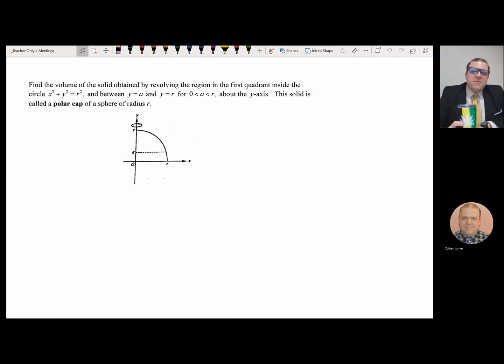Find the volume of the solid obtained by revolving the region in the first quadrant inside the circle x squared plus y squared equals r squared between y equals a and y equals r. A is going to be between 0 and r. And this region is being rotated about the y-axis. The solid happens to be called a polar cap.